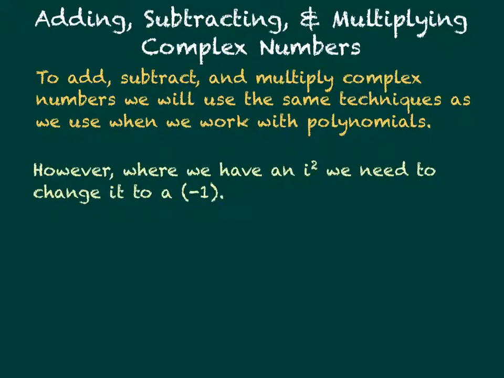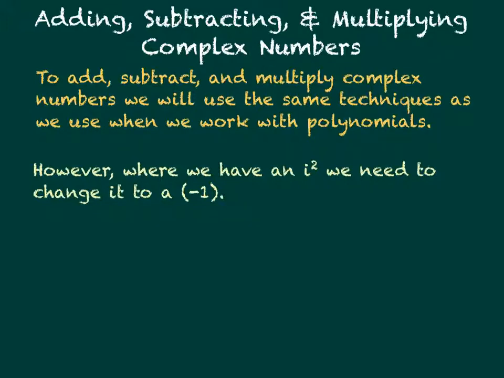Adding, subtracting, and multiplying complex numbers. To add, subtract, and multiply complex numbers, we will use the same techniques as we use when we work with polynomials. However, where we have an i squared, we need to remember to change that to a -1.